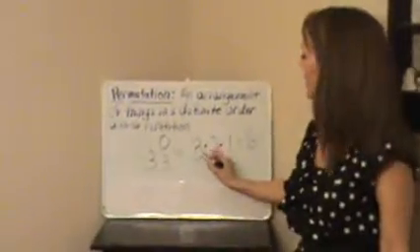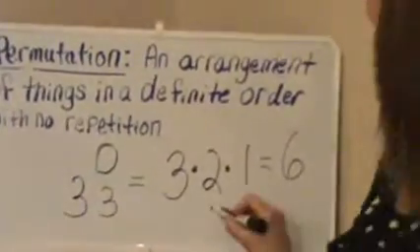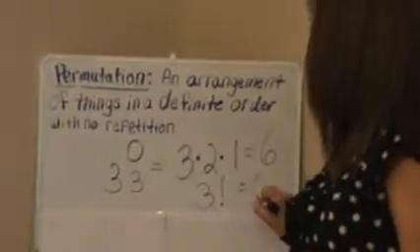Okay, so is there a different way I could write 3 times 2 times 1? What is that? 3 factorial. Yes, so 3 factorial is also 6.